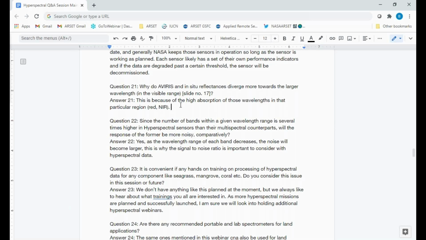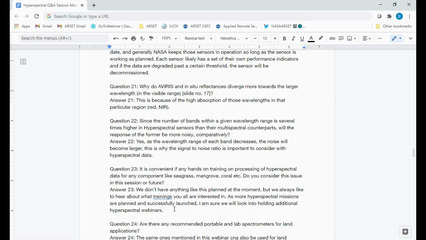Since the number of bands in a given wavelength range is several times higher in hyperspectral sensors than multispectral, will the response be noisier comparatively? Yes. As the wavelength range of each band decreases, the noise usually becomes larger, and this is why the signal to noise ratio is important to consider with hyperspectral data.